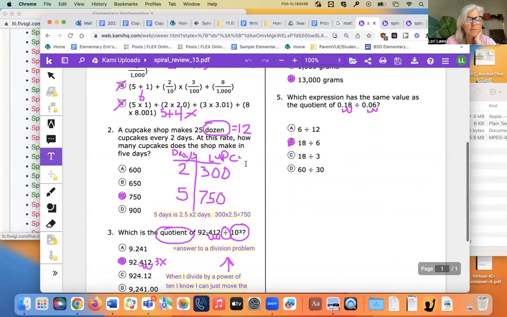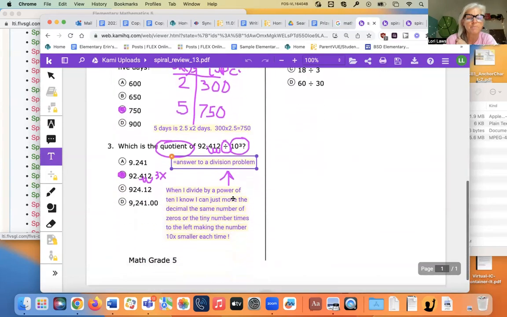Number 2, C, if in 2 days they made 12 or 25 dozen, there's 12 in a dozen, 12 times 25 is 300. Then when you change 2 to 5 days, you know that's 2.5 times 2. So I just have to take 2.5 times 300 and it's 750.